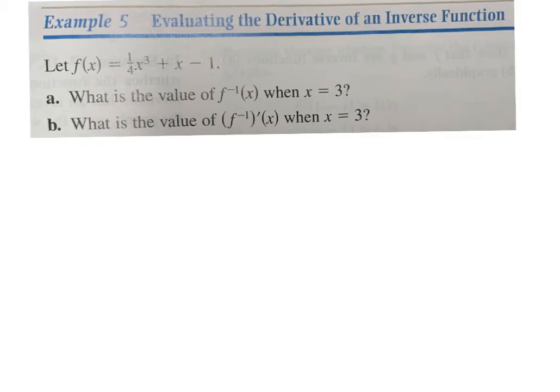The first thing is they give us this function, f of x equals 1/4 x cubed plus x minus 1. It asks, what is the value of the inverse of f of x when x is 3? And what is the value of the derivative of the inverse when x is 3? So the first thing we look at is what happens for f of x. When f of x equals 3, what is x? The first way, obviously, they give us the graph. There's another way to do it mathematically if you do not have a graph. So we'll look at it both ways.